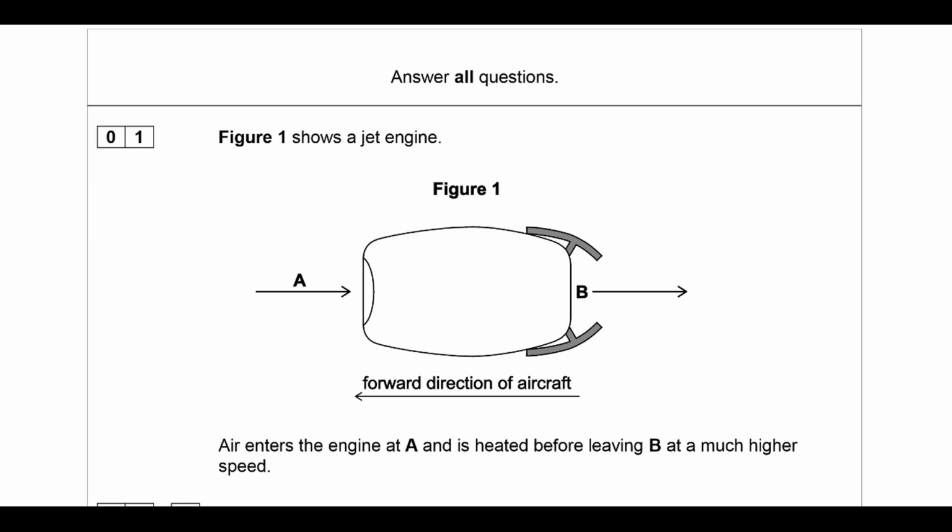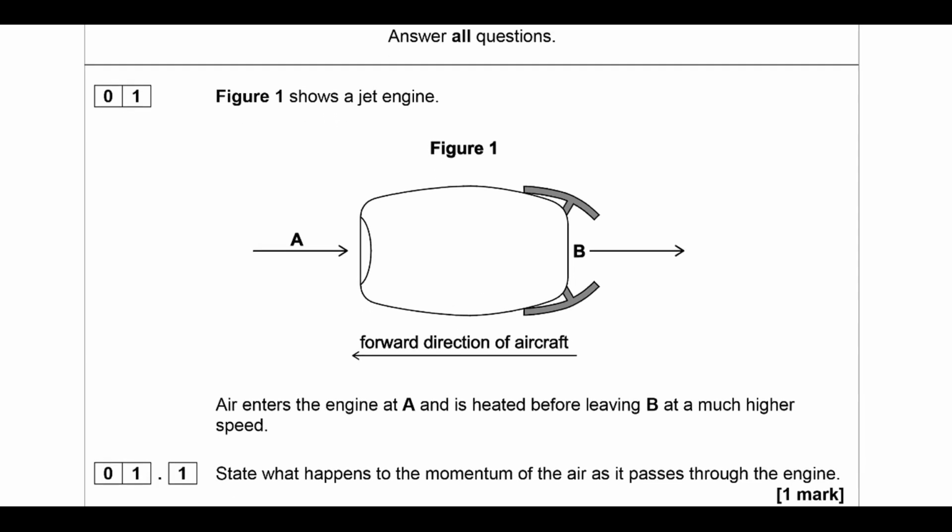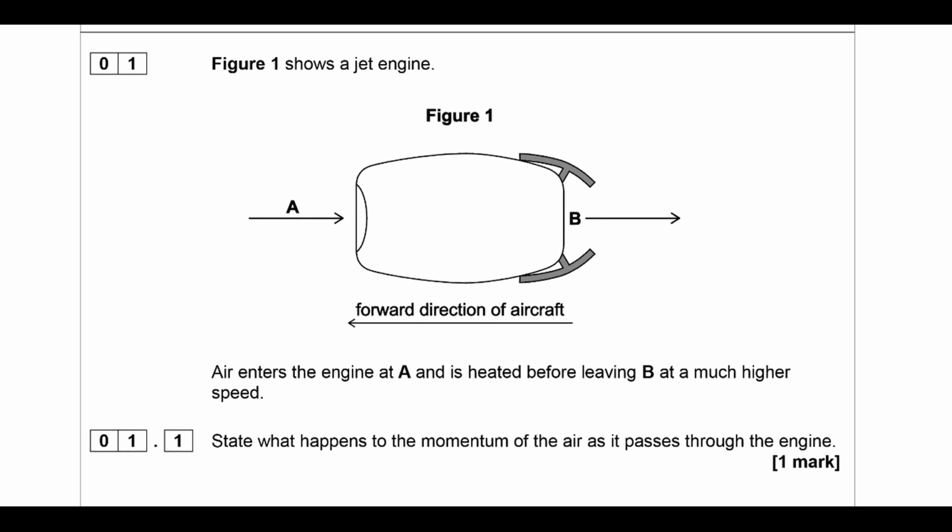Okay, so in this video I'm going to look at the 2016 Paper 1 AS exam. So let's start off with question 1. So we've got a jet engine going here. As the aircraft moves forward, air gets sucked into the engine and then, using an explosion, is propelled out the back of the jet engine, which is why the aircraft moves forward, because if we apply a force on air that way, the air will apply a force this way.